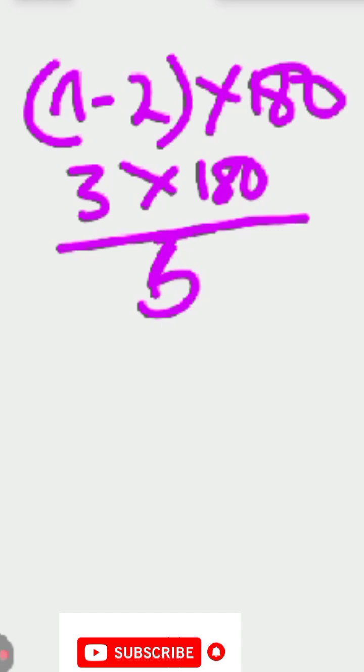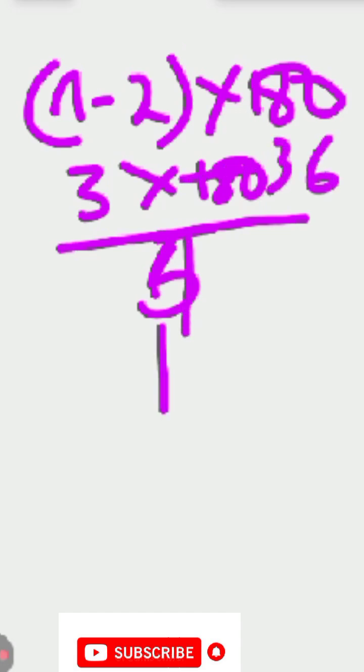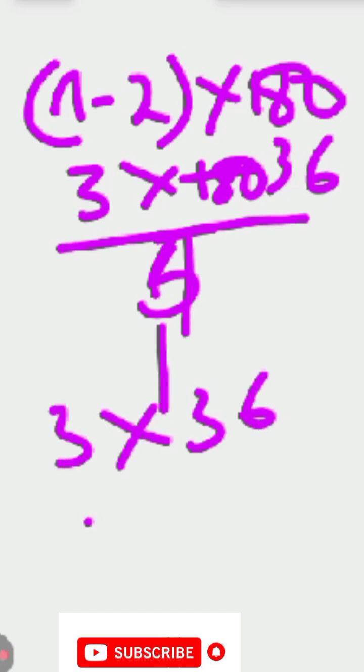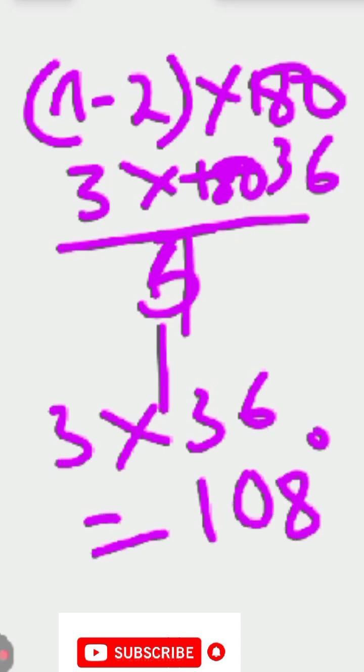So I'm using this formula because 3 times 180 will give us the total of the angles in the polygon, and we are dividing it by 5, which is the number of sides. So let us divide straight. 5 into 18 will give you 3, and 5 into 30 gives 6, so 36. 3 times 36 will give us what? It will give us 108 degrees. So this is very, very simple.